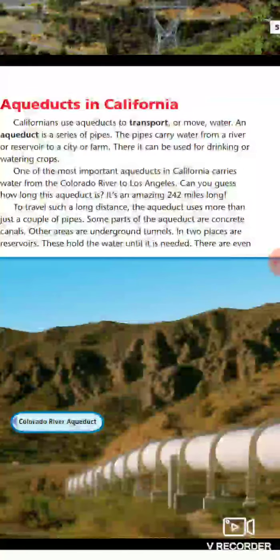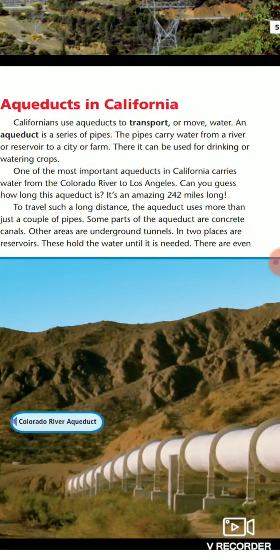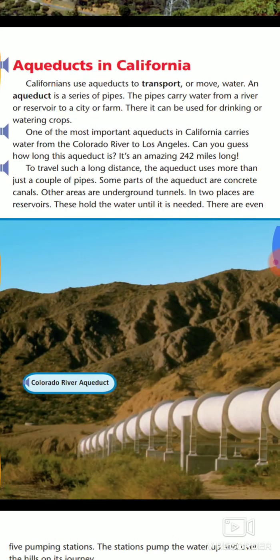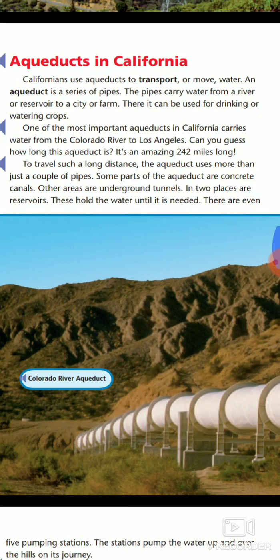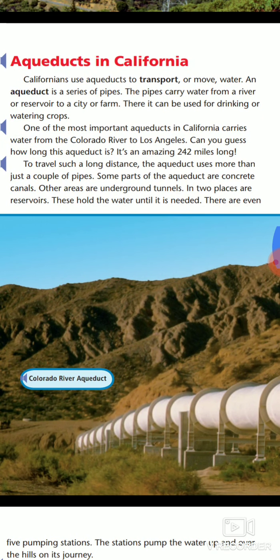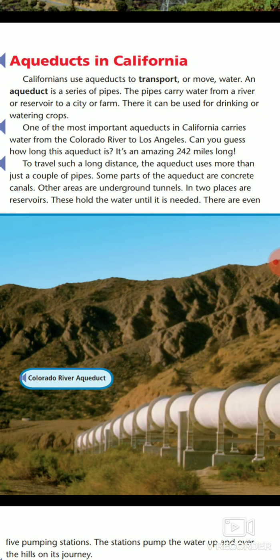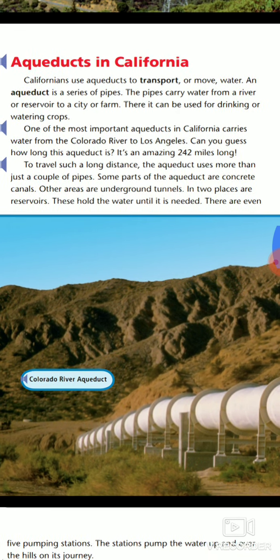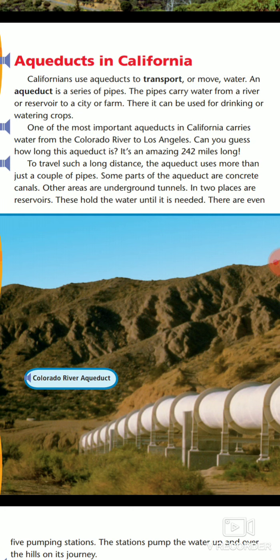Aqueducts in California. Californians use aqueducts to transport or move water. An aqueduct is a series of pipes. The pipes carry water from a river or reservoir to a city or farm. There it can be used for drinking or watering crops. One of the most important aqueducts in California carries water from the Colorado River to Los Angeles. You can guess how long this aqueduct is. It's an amazing 242 miles long.